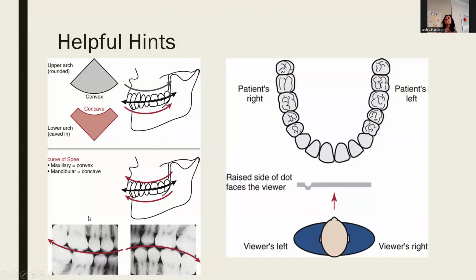So here's just a summary of the helpful hints. We have a gentle curve here showing how this would be correct and this is incorrect. And then this is to help you with the right and left. When you look at a set of films, you can lay that over your patient's face. So your left is their right and vice versa when you're looking at a set of films. And then this is also showing you how in a traditional film, there's a little dot and it's going to be facing towards you. So just some helpful hints for mounting.